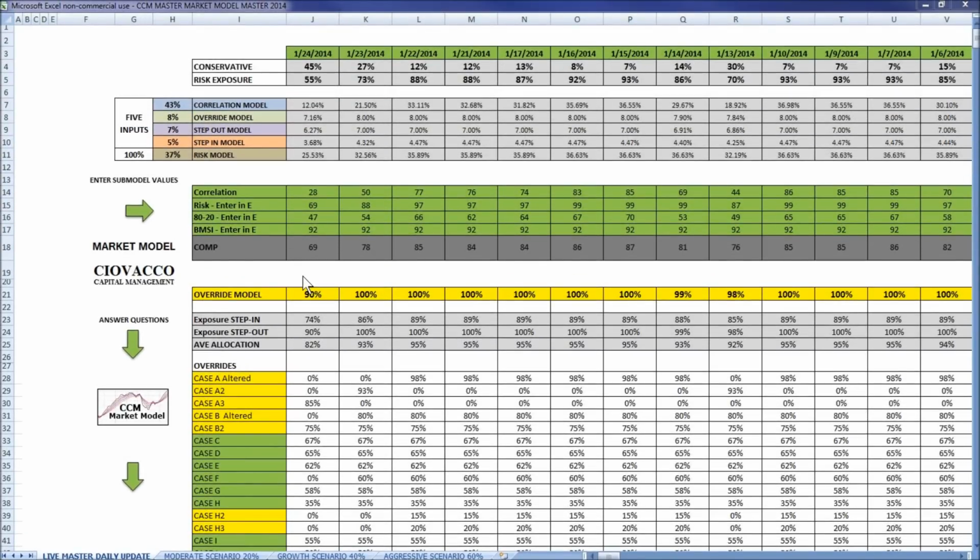This is the Master CCM market model. We use this as a guide based on our risk tolerance and goals and objectives. Yours may vary. The recommended exposure a week ago on Friday the 17th by the model was 87% on the risk side of the equation and 13% on the conservative side. A week later, that mix is 55 and 45.